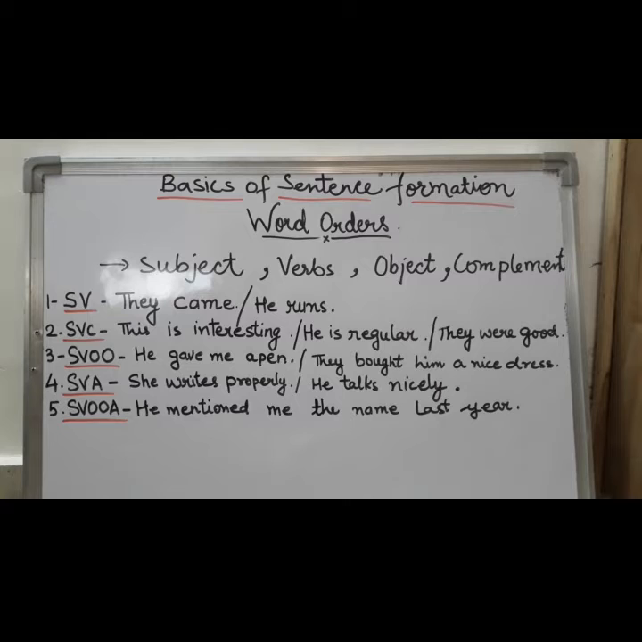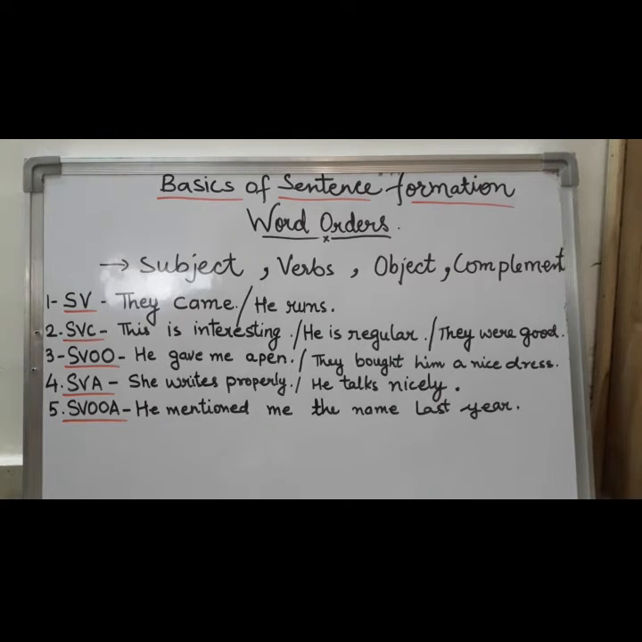They are used in different orders, because there are different kinds of sentences, as I have already told you in my previous videos. There are imperative sentences, declarative sentences, interrogative sentences, and exclamative sentences. So these word orders are used differently. The subject, verbs, object and complement are arranged differently to form different sentences. Here we will see very basic ones. There are basically 5 types of arrangements, or word orders.